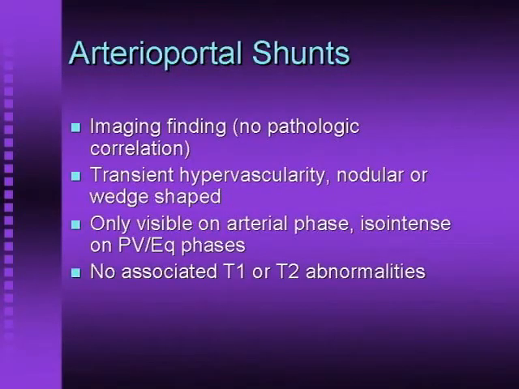Well, most likely, many of these turn out to be arterial portal shunts. These are findings that we see on imaging that seem to have no pathologic correlation. They appear as transient areas of hypervascularity, and they have no associated T1 or T2 abnormalities.